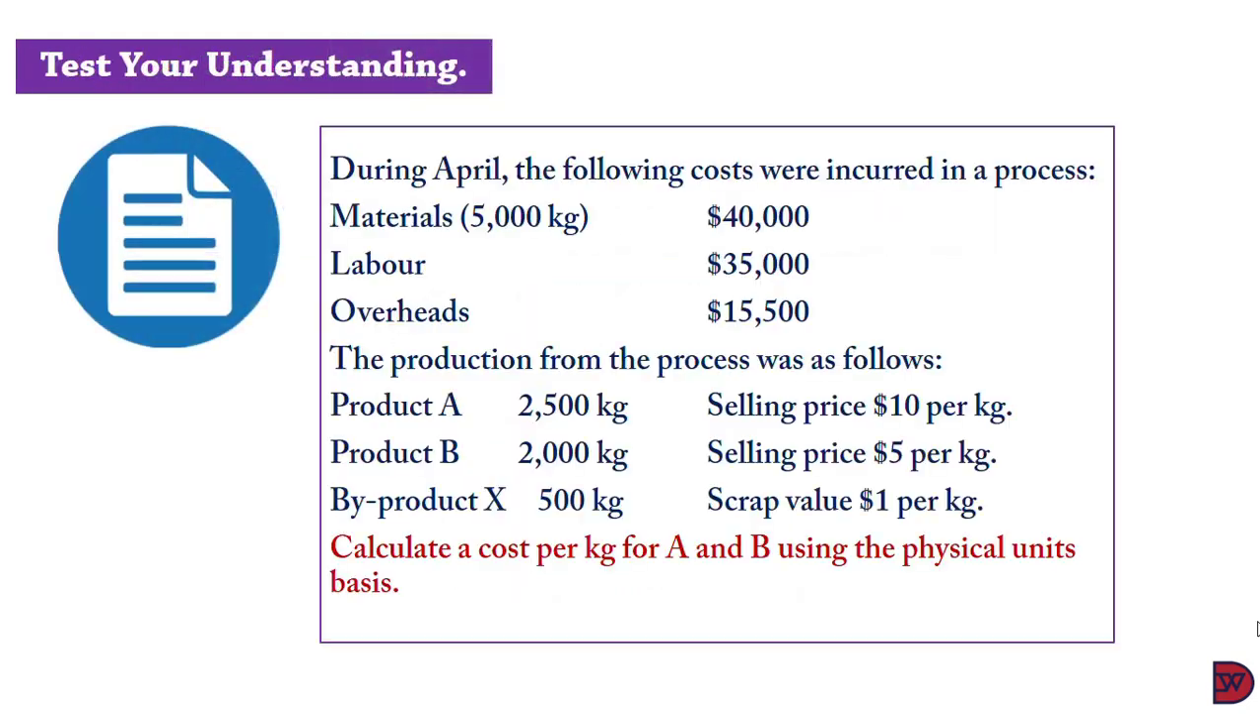So when we test our understanding, during April, the following costs were incurred in the process. 5,000 kg materials at a cost of $40,000. Labor, $35,000. Overheads, $15,500. The production from the process was as follows. Product A, 2,500 kg at a selling price of $10 per kg. Product B had an output of 2,000 kilograms at a selling price of $5 per kilogram. The byproduct X had a quantity of 500 kilograms with a scrap value of $1 per kilogram. Calculate a cost per unit for A and B using the physical units.